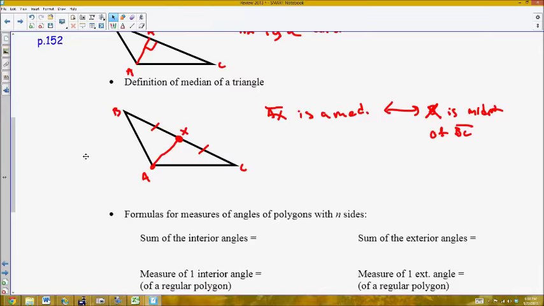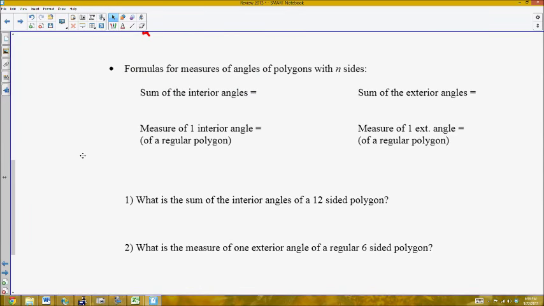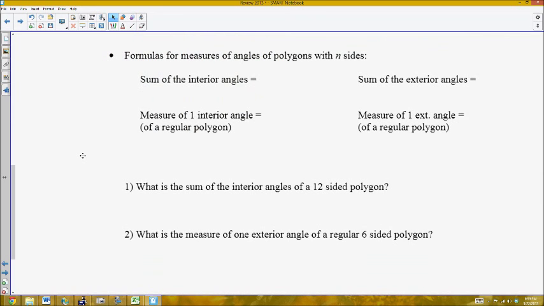Okay, moving down. Formulas for measures of angles in polygons with n sides. Well, we had gone through that whole process for deriving these formulas. So if you're curious where that came from, you can go back and look at your notes. But the sum of all the interior angles of any polygon is 180 degrees times the number of sides minus 2. Remember, this n minus 2 represented the number of triangles that could be formed inside that polygon. And since there's 180 degrees in each triangle, and this is the number of triangles, that gives me the total sum of the angles.